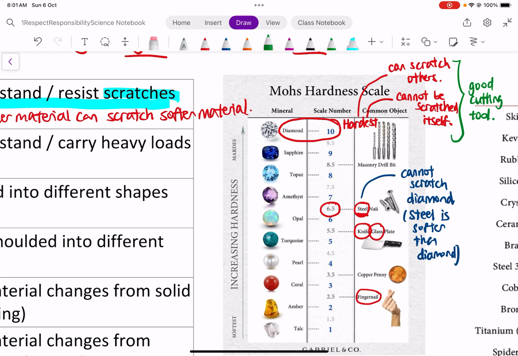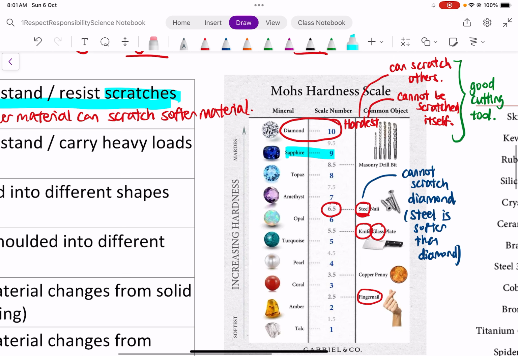If you wanted to cut sapphire, you will need to use a harder material than sapphire. If you look, sapphire has a value of 9 on the hardness scale, which is to say, probably only diamond, which has a higher hardness value of 10, will be able to cut sapphire. Okay? So this is the idea of hardness, the ability to withstand scratches, and this affects how this material behaves like a cutting tool.